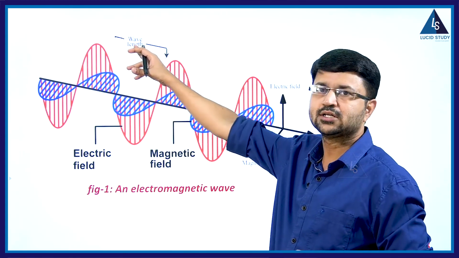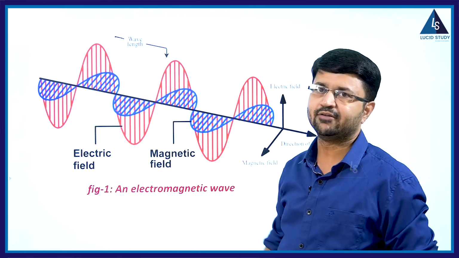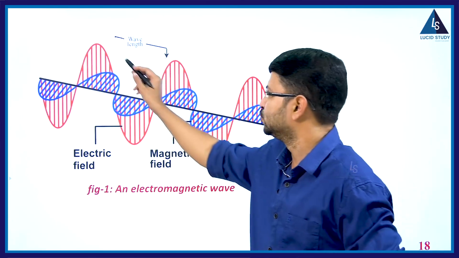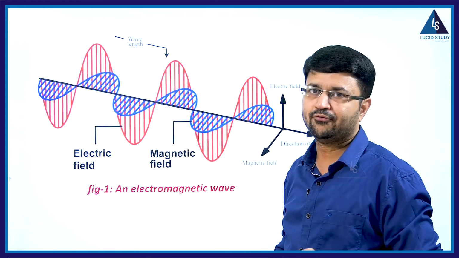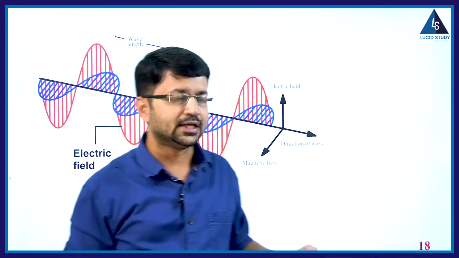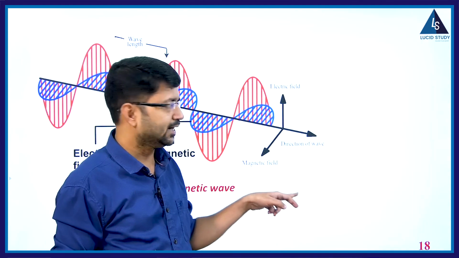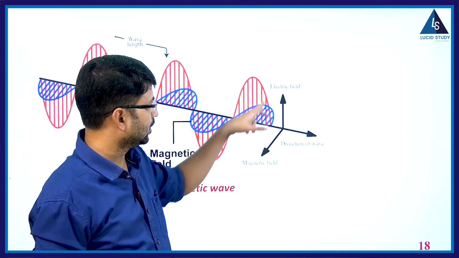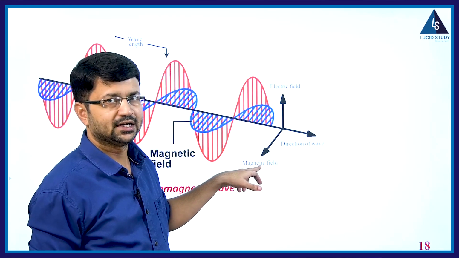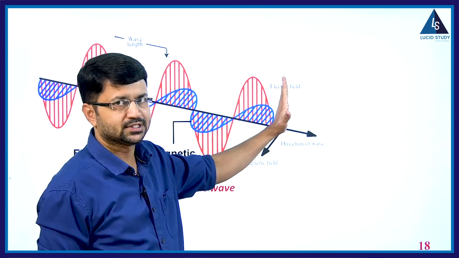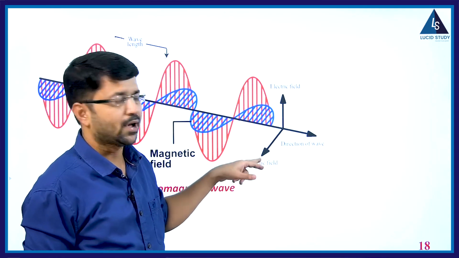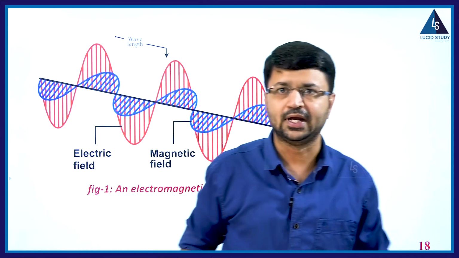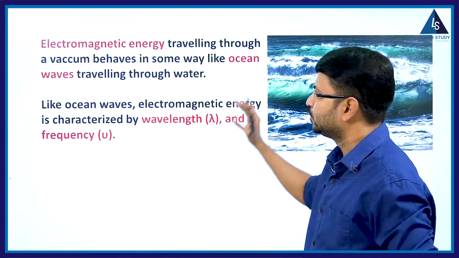There is one more concept, that is about the wavelength. Wavelength is nothing but what? The distance between these two peaks is called the wavelength. Next one, here also you can clearly understand, if this is the direction of the wave, here this is the electrical field and it is the magnetic field. The electrical field will be present in this manner and the magnetic field will be at right angles with the electrical field.